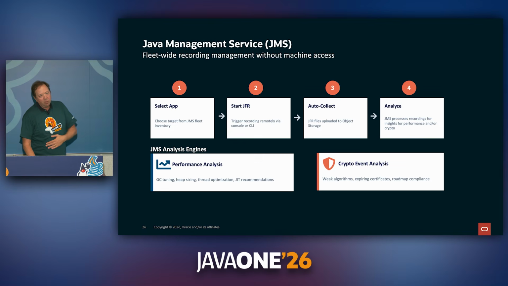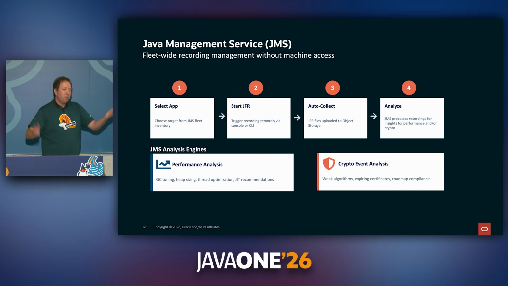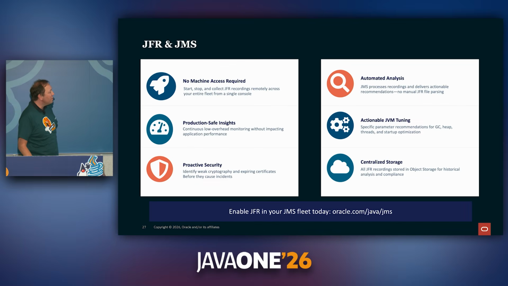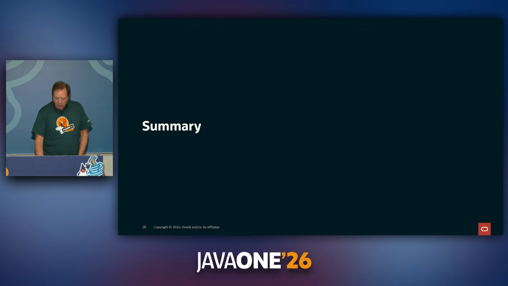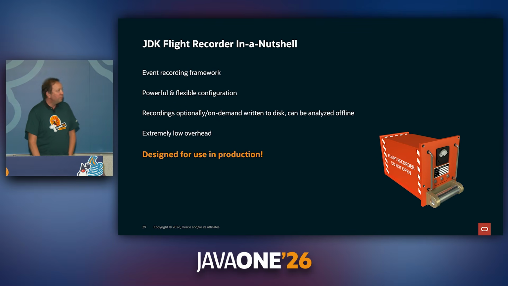We have something called Java Management Service. It's an Oracle product, an OCI native service that monitors large fleets of JVMs, and JFR is a key part of that as well. So it's already doing a lot of this, coordinating things, and allows you to turn on and control recordings on a huge fleet of JVMs. You can have a look at it at oracle.com/java/JMS.